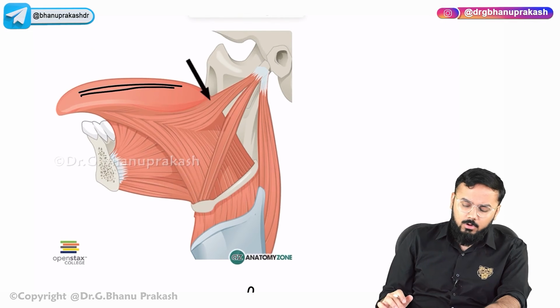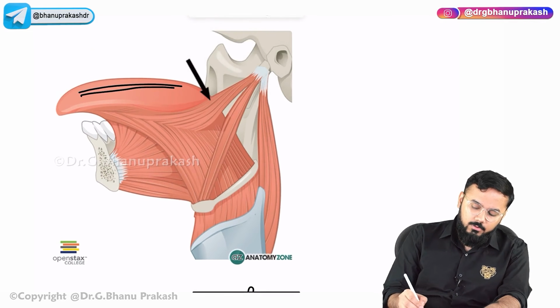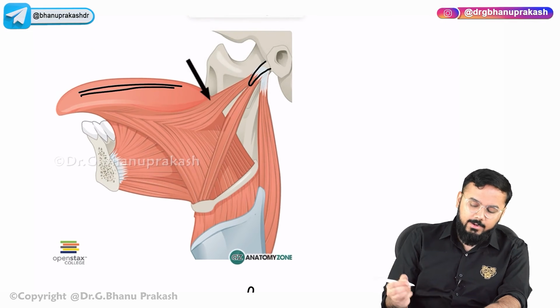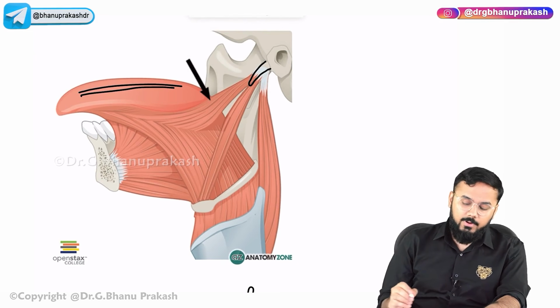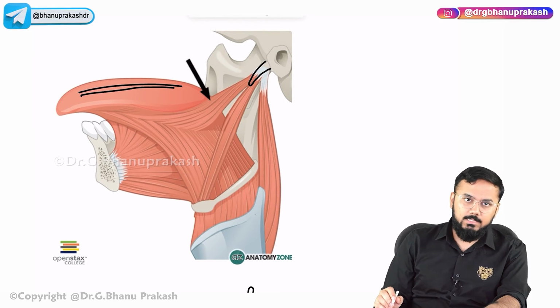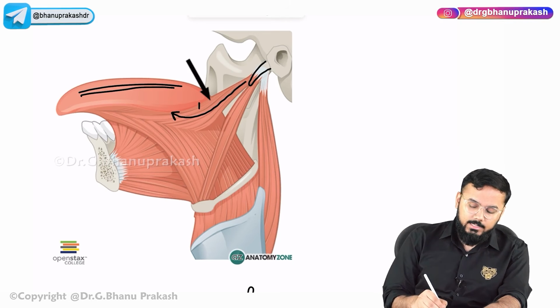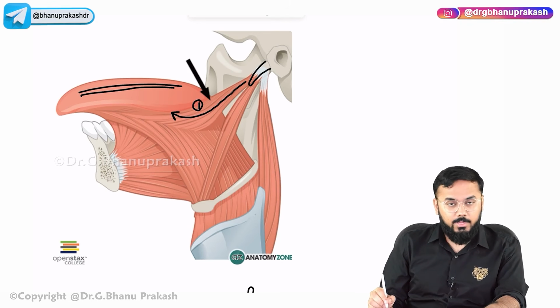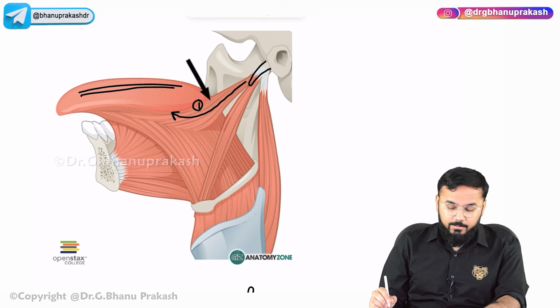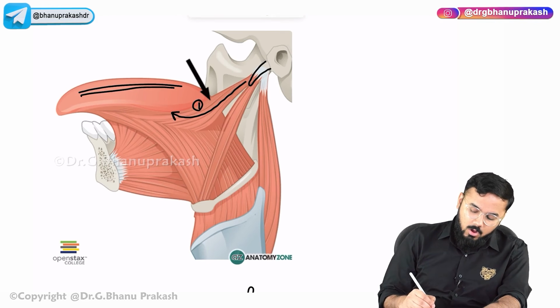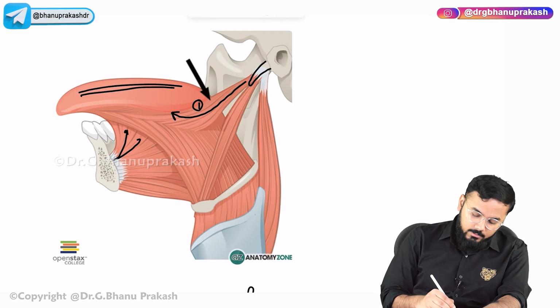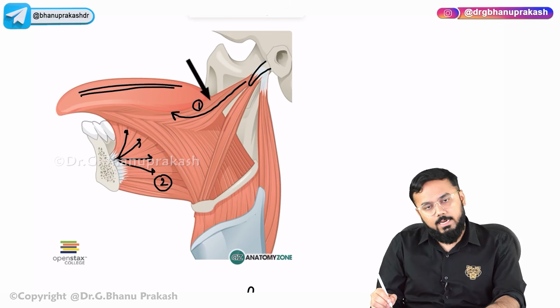Okay. See, all of you know that here we have got a process called styloid process. From the styloid process, we see a muscle that is attaching to the tongue. You see, this is a muscle. From the styloid process, it is attaching to the tongue. So, let us say this is muscle number 1. Now, the next important muscle is all the way, you see this particular muscle, right? So, let us say this is muscle number 2. So, this is your second muscle.